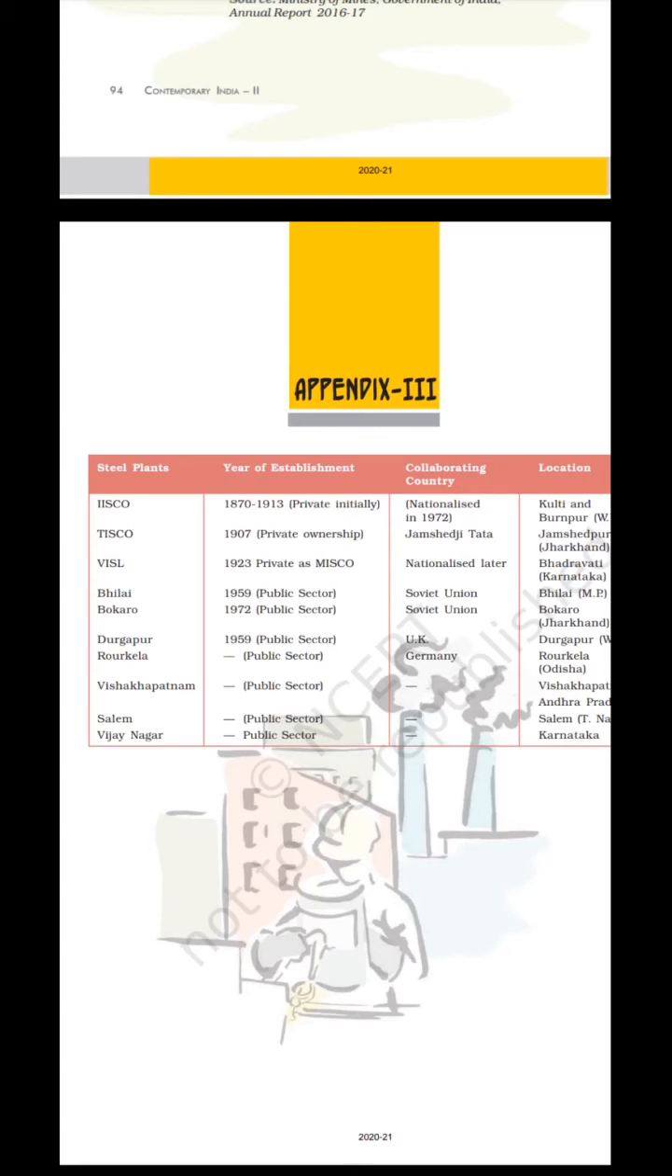Bhilai 1959, public sector, Soviet Union, Bhilai, Madhya Pradesh. Bokaro 1972, public sector, Soviet Union, Bokaro, Jharkhand. Durgapur 1959, public sector, UK, Durgapur, West Bengal. Rourkela, public sector, Germany, Rourkela, Odisha.